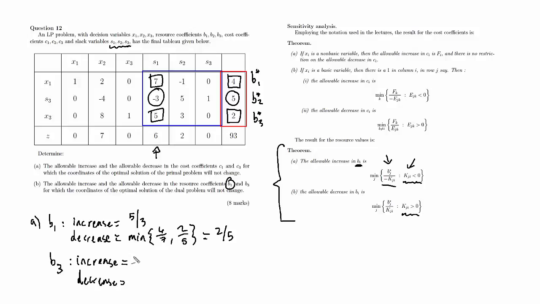We repeat the same process for B3. We look at this column and observe that there are no negative numbers. So the allowable increase is the minimum of nothing, which once again is defined to be infinity. For the allowable decrease, we look at all the positive values, of which there's just one. And so we have the minimum of 5 on 1, which is just 5. And this finishes the question.